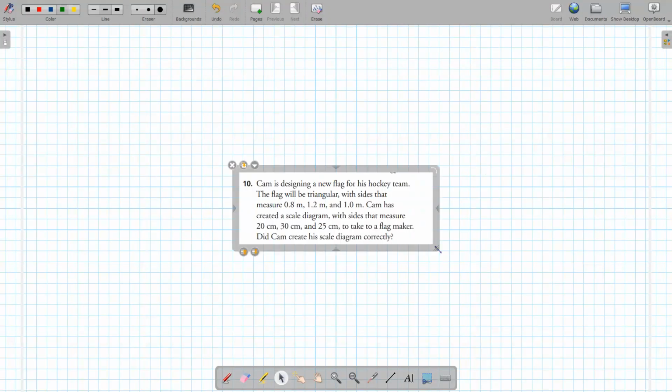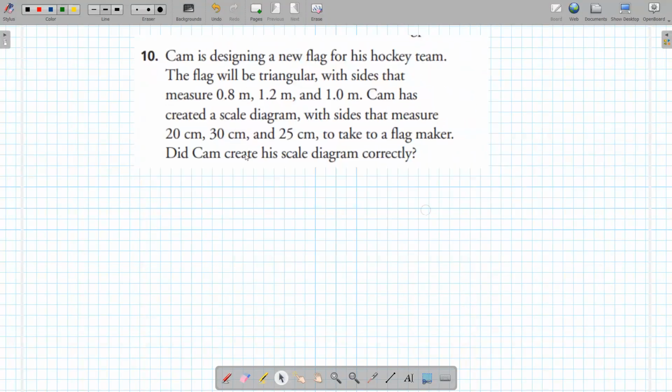Let's see this last question. He's designing a flag for his hockey team. The flag will be triangular with sides. Ever seen any flag that's triangular? Yes. There's only one, right? In terms of countries, like country flags. Which country is it?